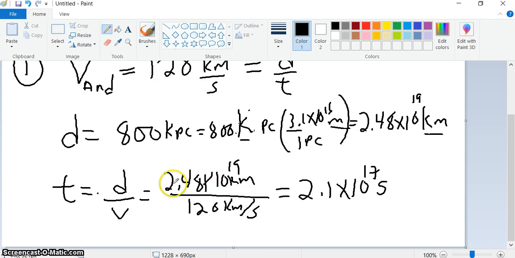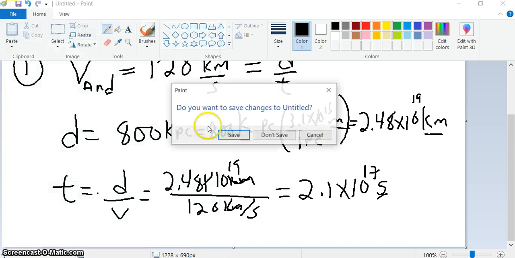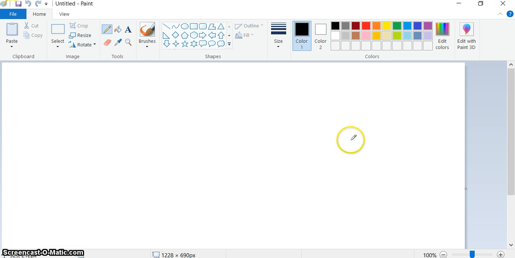With that in mind, of course the kilometers cancel, in the numerator and the denominator, and so you get 1 over seconds. The seconds comes up to the numerator. So it turns out to be 2.1 times 10 to the 17th seconds. All right, so that's the answer. I'm going to change that to years just for the heck of it, because that gives you more of a sense of how much time that's going to be.